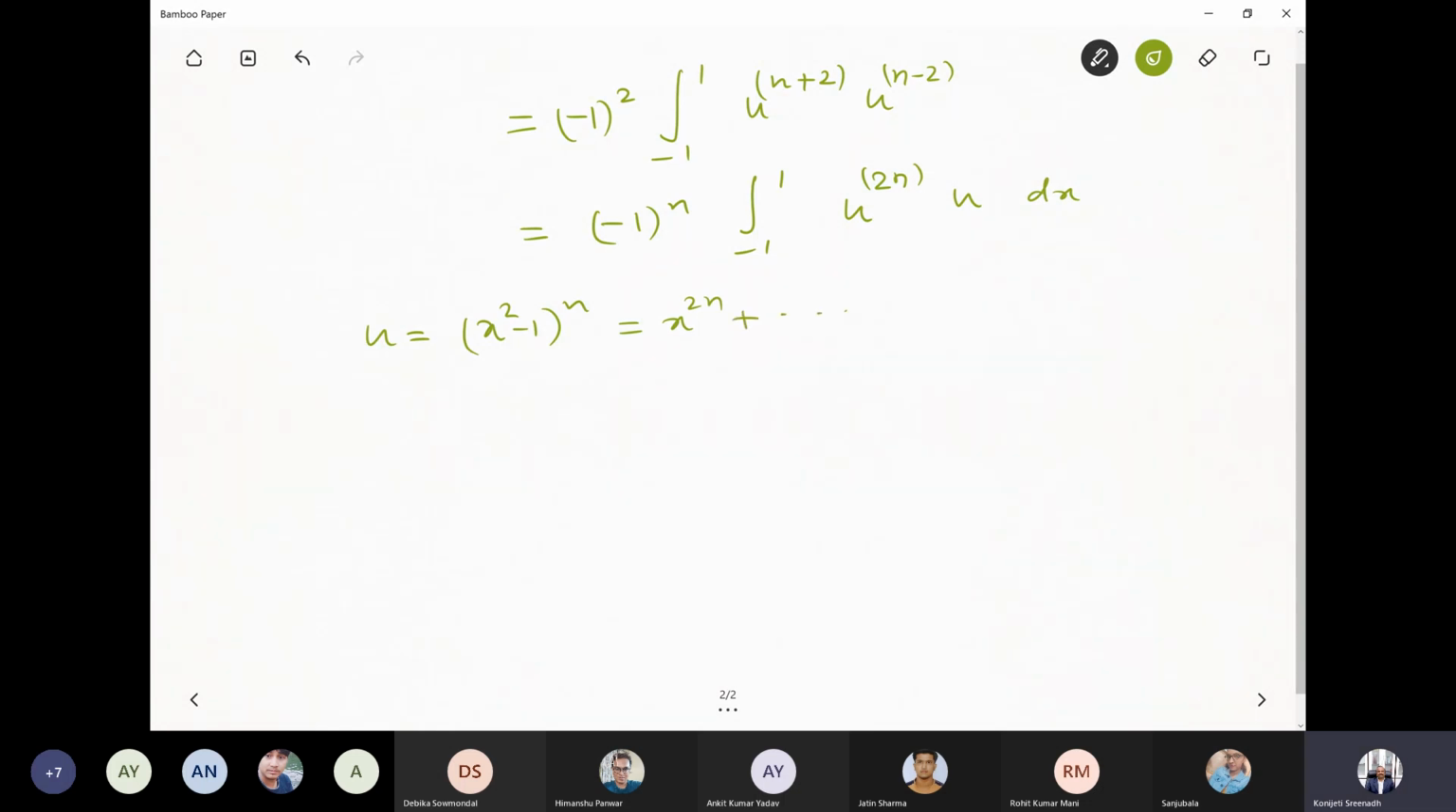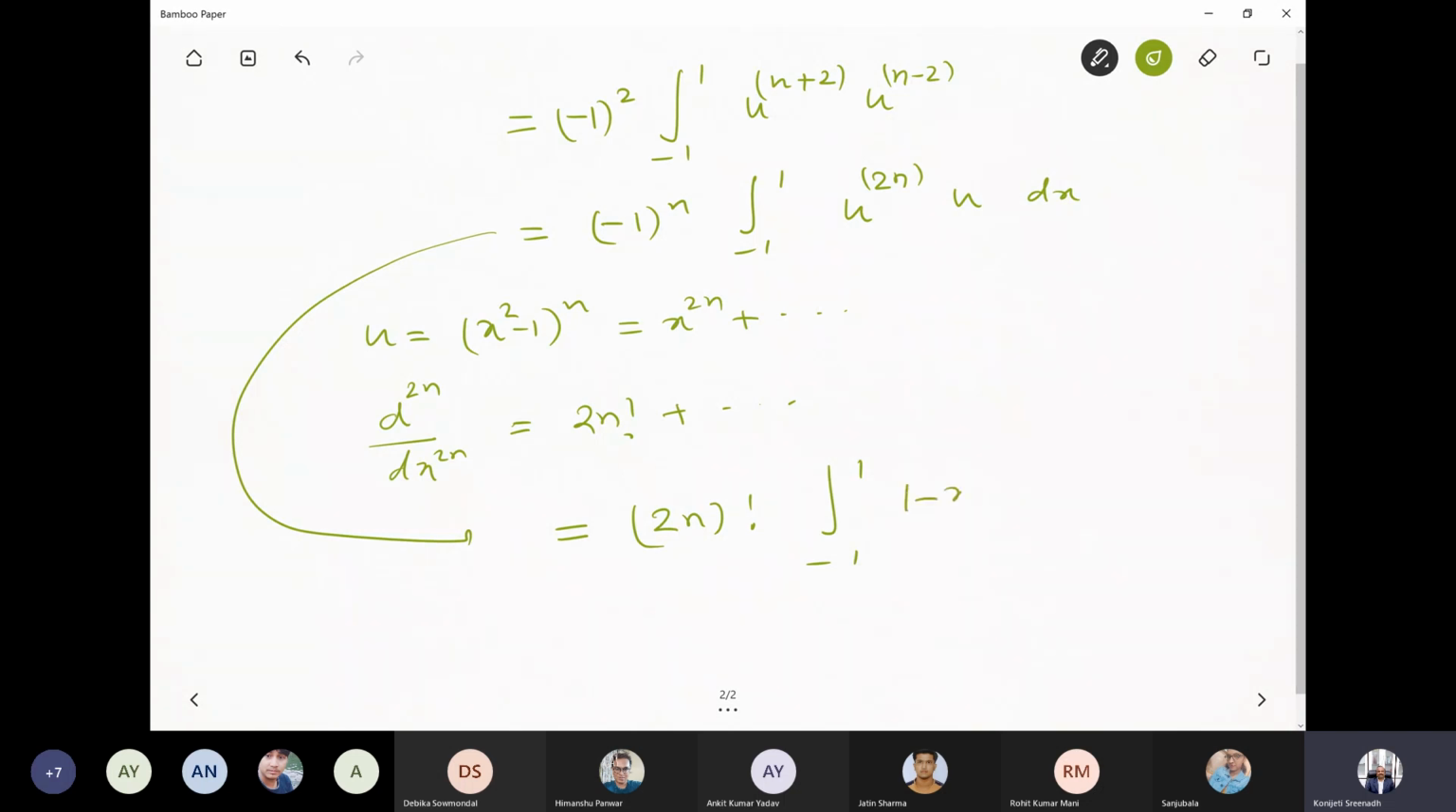Plus all other things. So when I differentiate this 2n times, I get 2n factorial here, and all of the other terms are going to be 0 because they are of lower order. So from here it's going to be minus 1 power n or 2n factorial, from minus 1 to 1. You write this minus 1 power n as 1 minus x square power n. That is u.